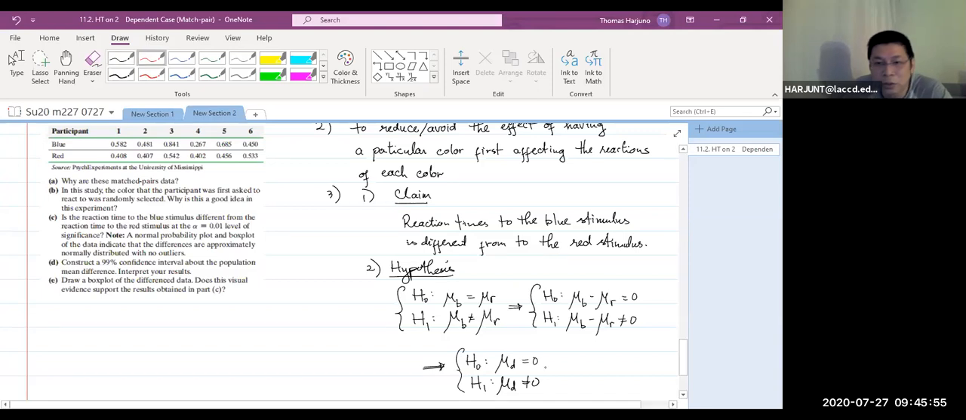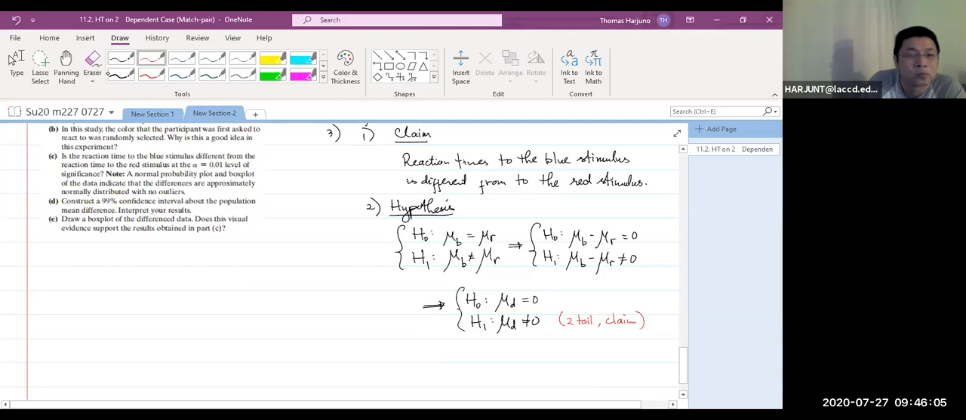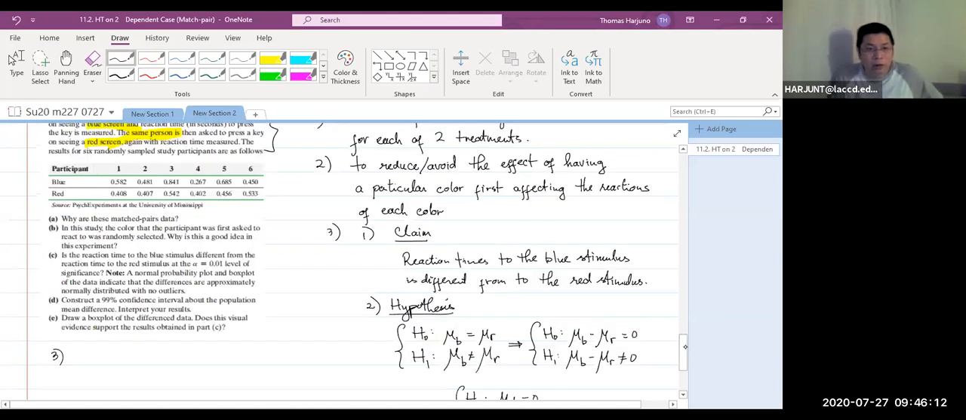Okay, so this is a two-tailed test, and the claim is also here. Let's do step 3. I will just use the calculator right away to get the data.